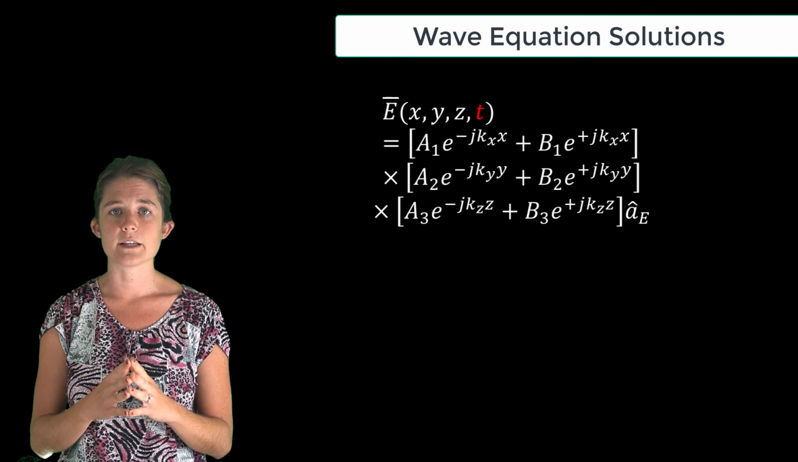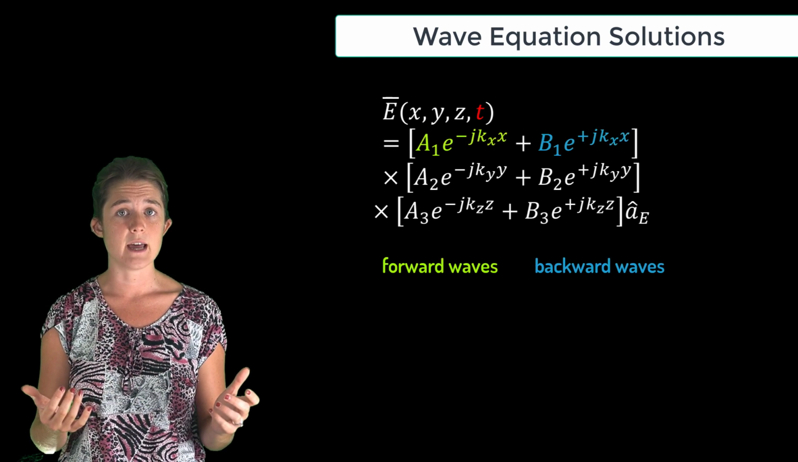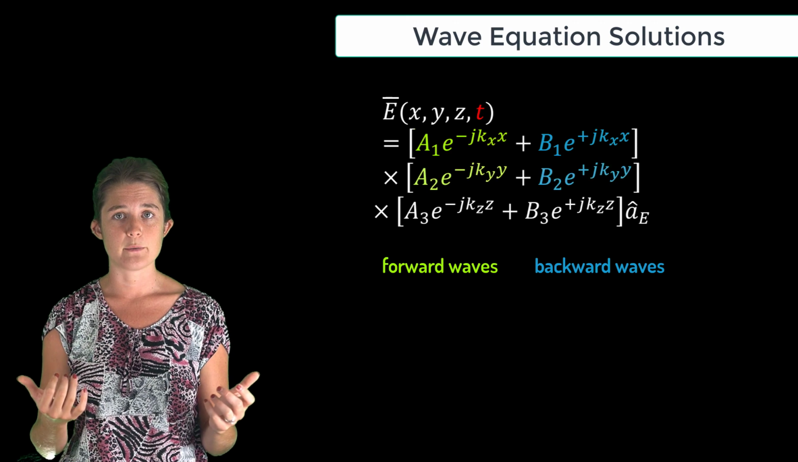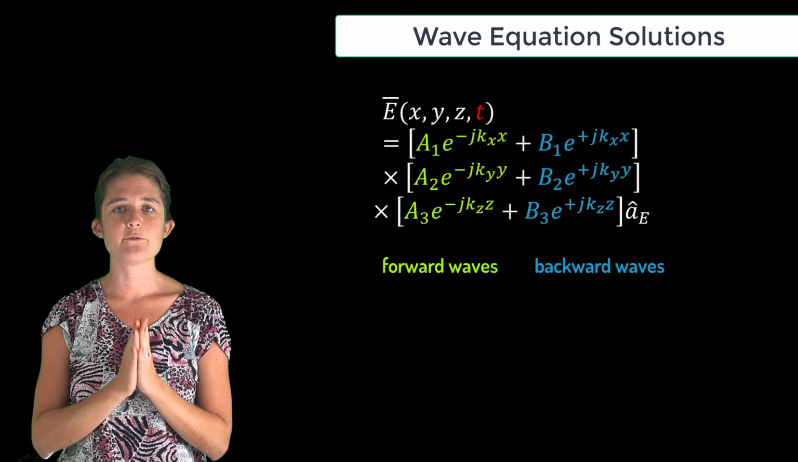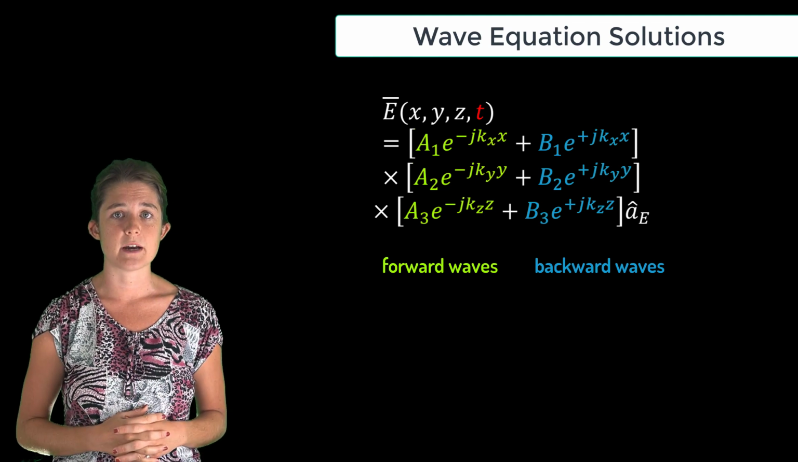The total field is the product of the forward and backward waves in x times the forward and backward waves in y times the forward and backward waves in z. The field is pointing in the direction specified by a sub e.